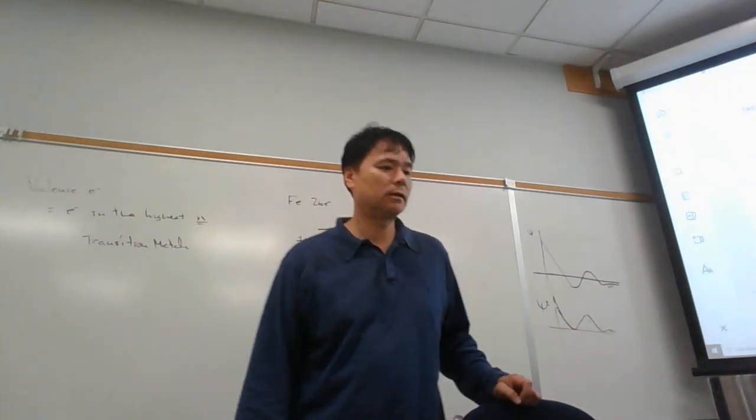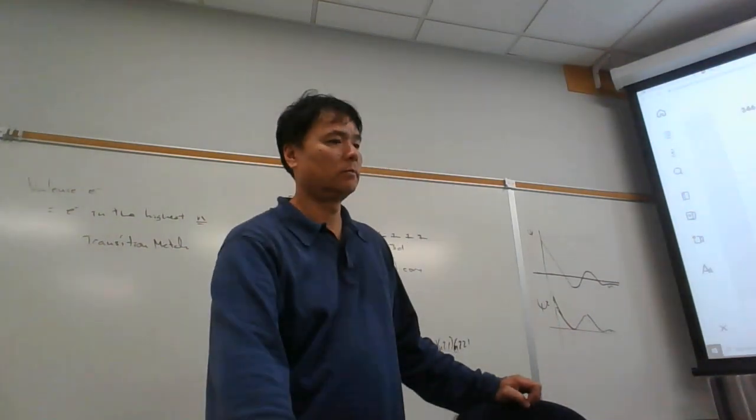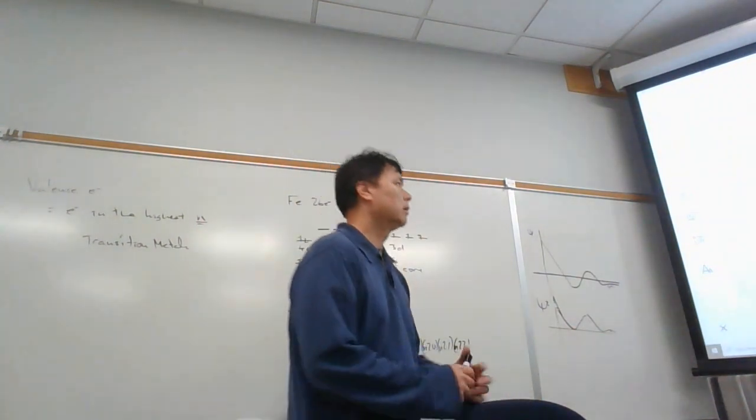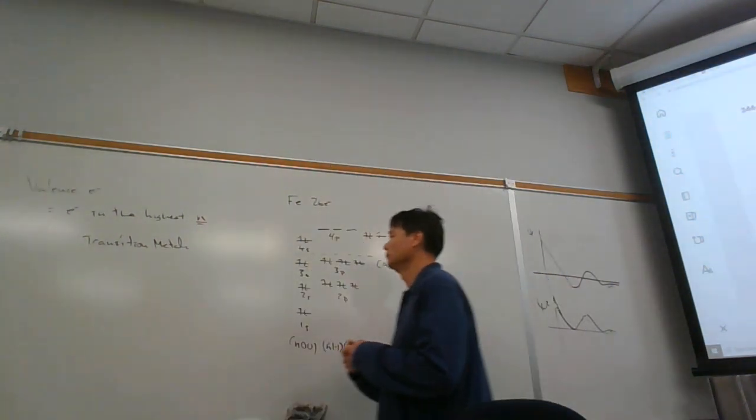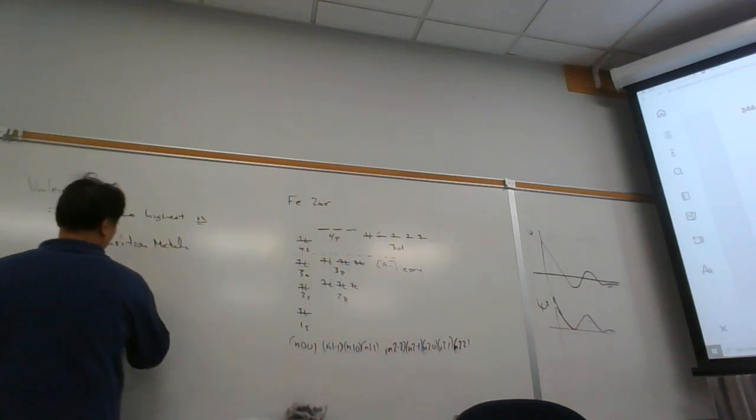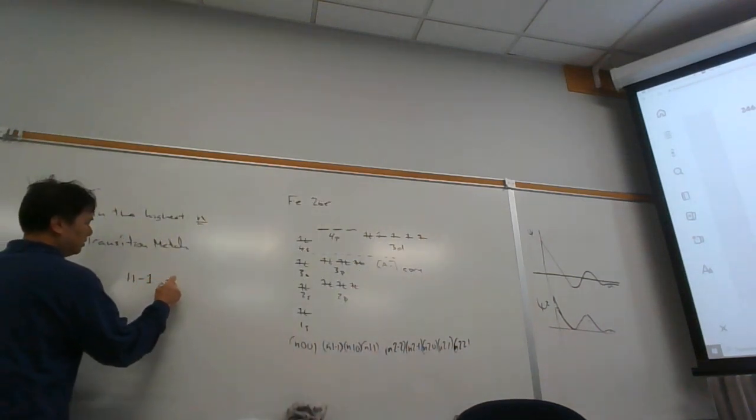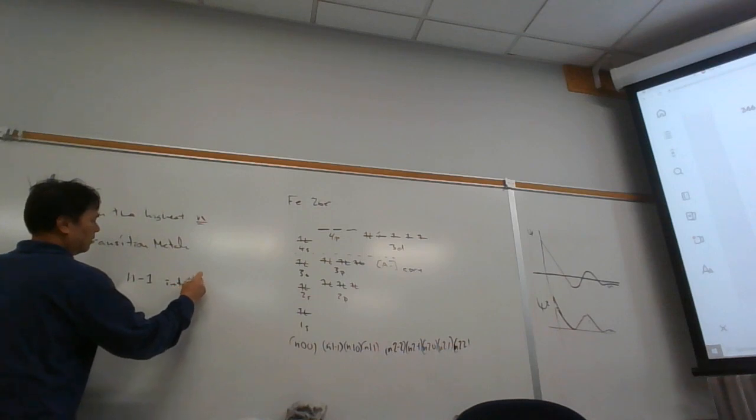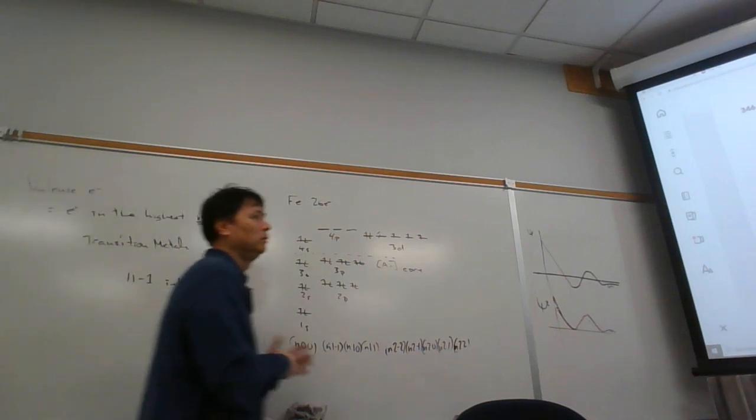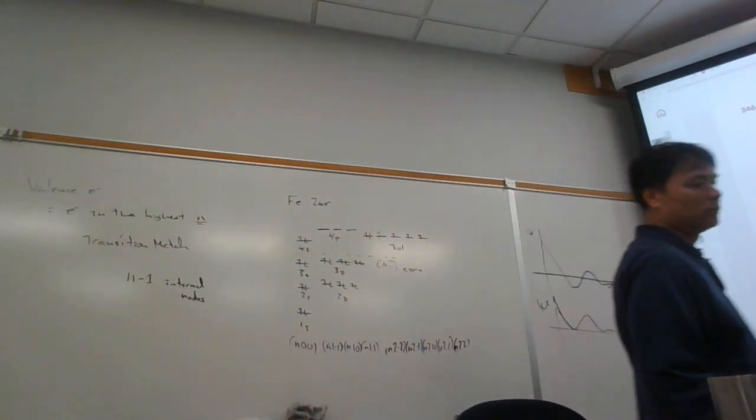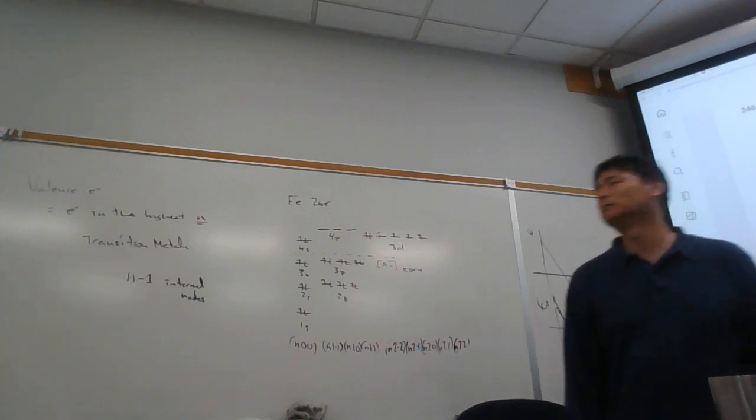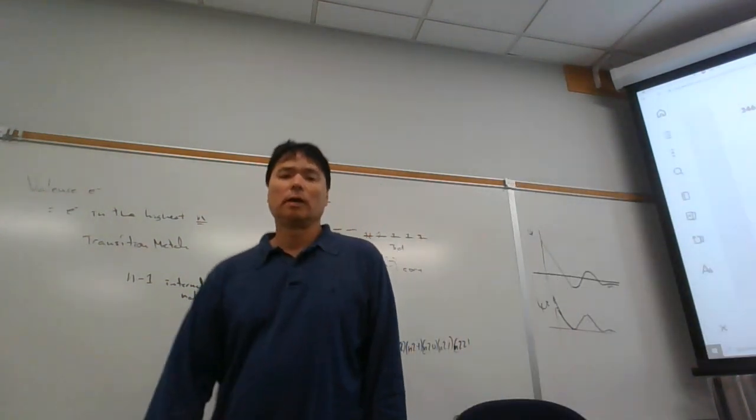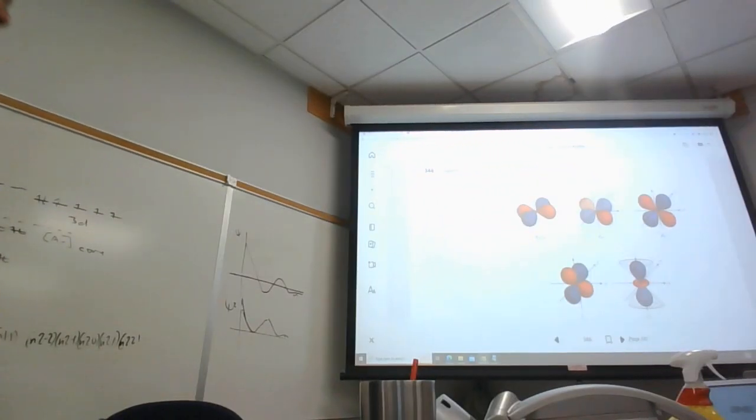How do you project how many nodes? There are n minus 1 internal nodes. So these are the 3d orbitals here. How many nodes are we going to have for 3d? 2. We have different kinds of nodes.